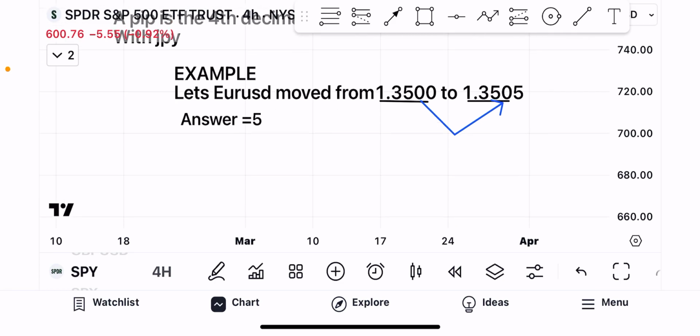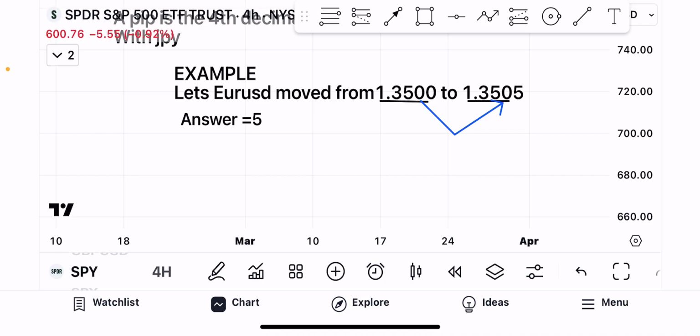So now the answer is 5. So let's go to example 2. You understand this one? So when you have to minus 3500 minus 3505, we want to know how much it increased to. So we have to say that the price increased with what? 5 difference, with 5 pips different.